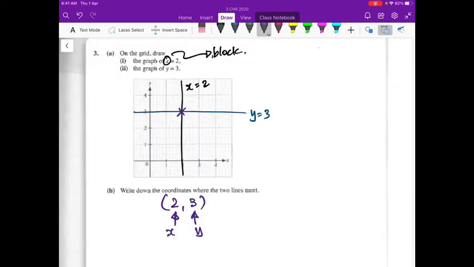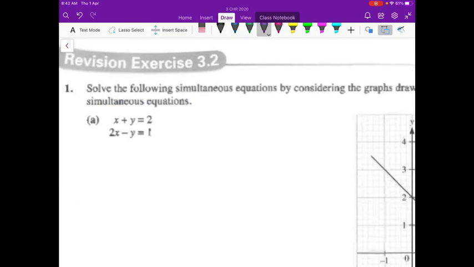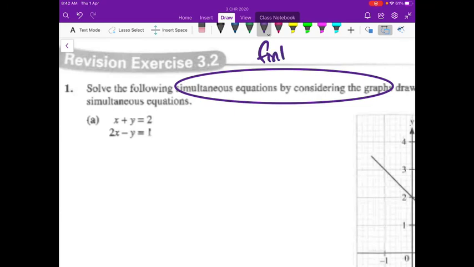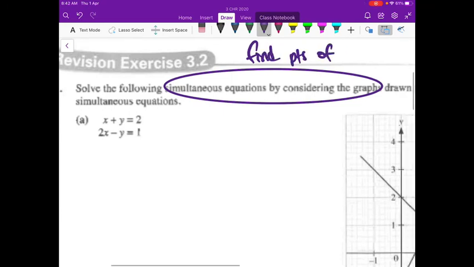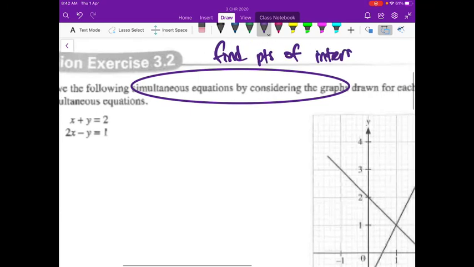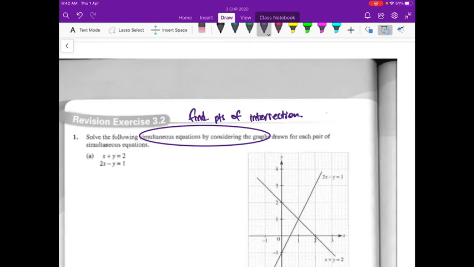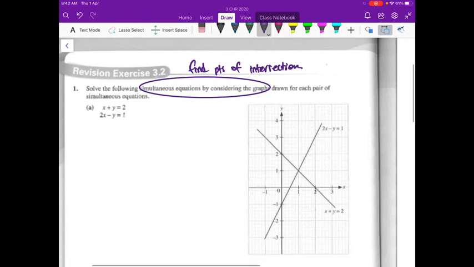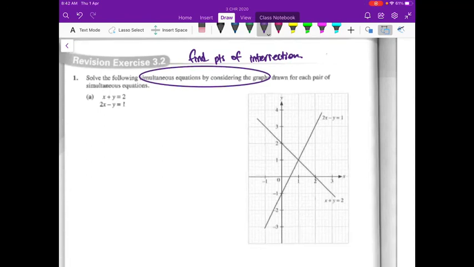So write down the notes in our workbook. By considering a graph, find points of intersection. Okay, find the point of intersection. That will be the solution. So the first equation, number 1, and equation number 2, x plus y equals to 2. X plus y equals to 2, that's over here. 2x minus y equals to 1. Over here. So find the points of intersection. It is over here.